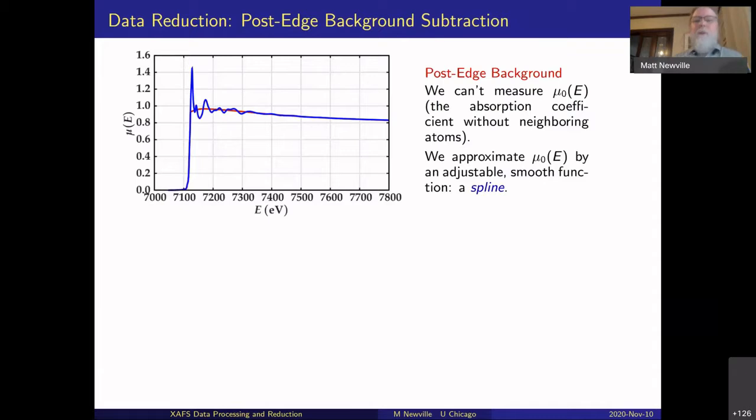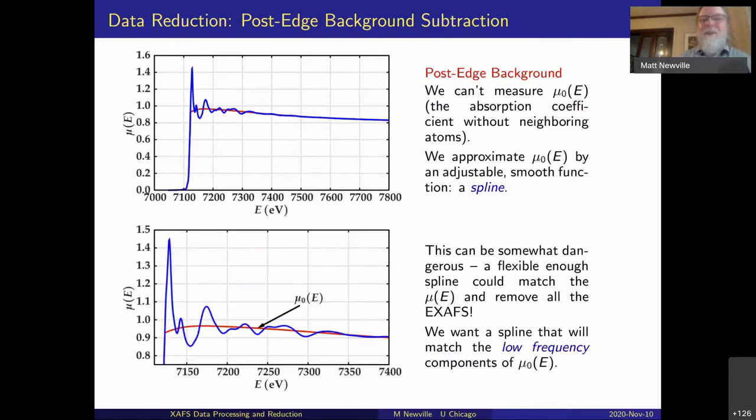So then we'll want to take this post-edge background. We'll want to remove this atomic mu0 background, and I'll talk about that in the demo. We don't have a measurement of this, so we use an adjustable spline. We understand, or at least we think we understand, how to pick that spline, and I'll show you some examples of what can go wrong, what you want to do and what you want to not do.